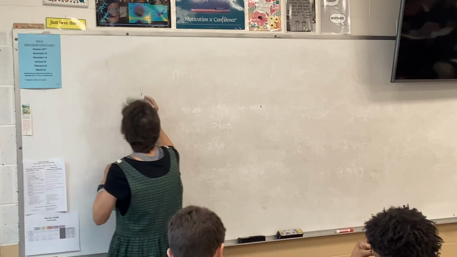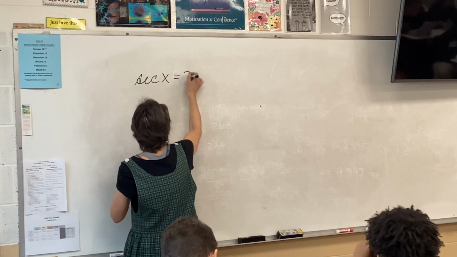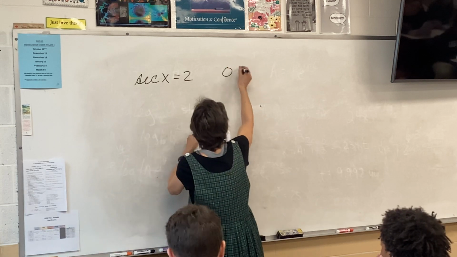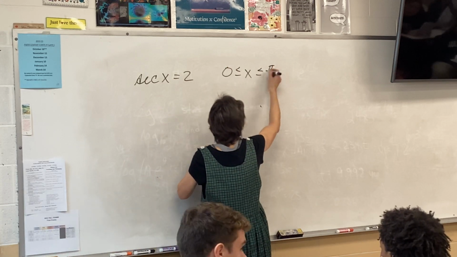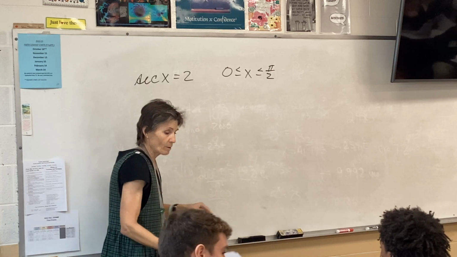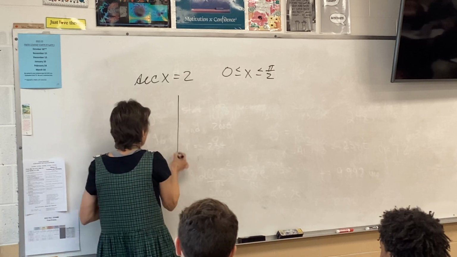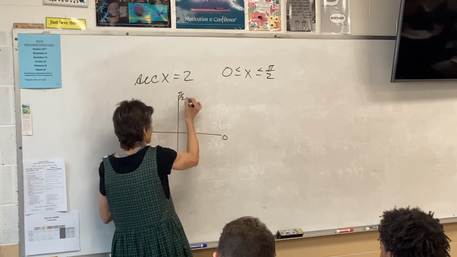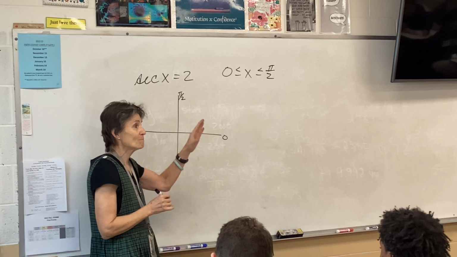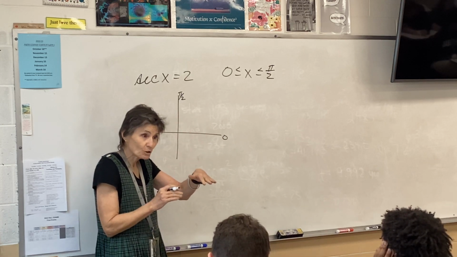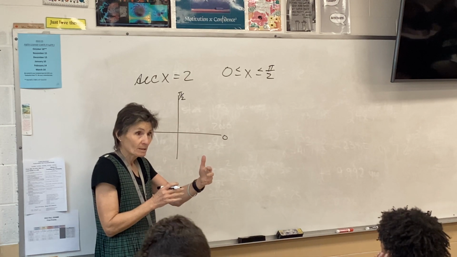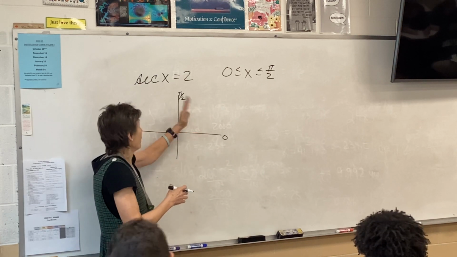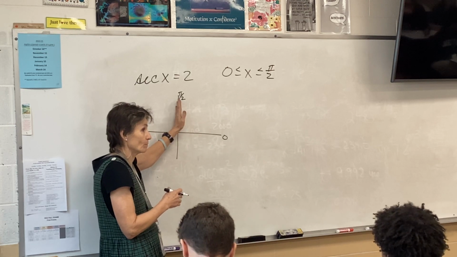Now, here's the deal. Secant x equals 2. x is some angle between 0 and pi over 2. So, in other words, we are looking only at this first quadrant. Does that make sense to everybody? Pi is 180, so pi over 2 is 90. So we're saying whatever answer we get, it's between 0 and 90, 0 and pi over 2.